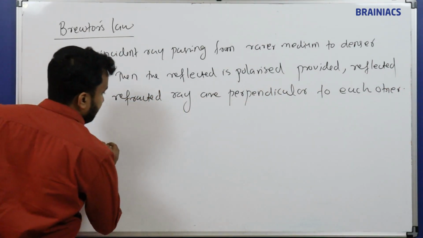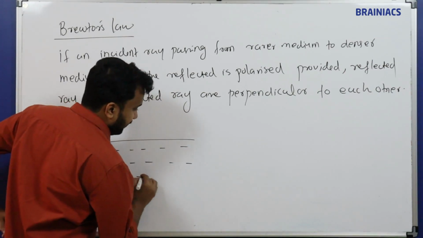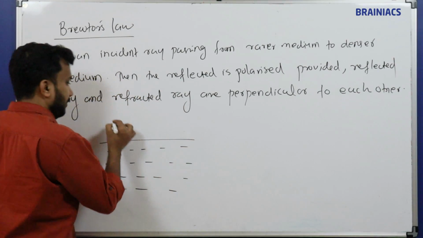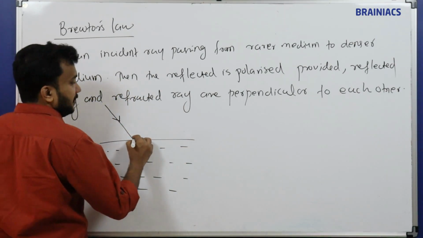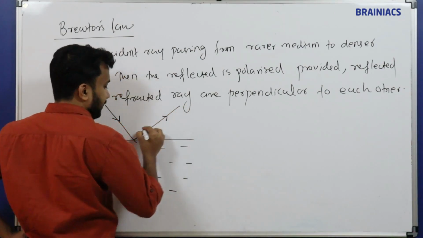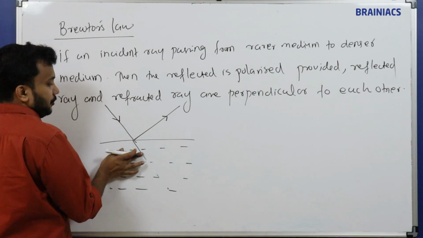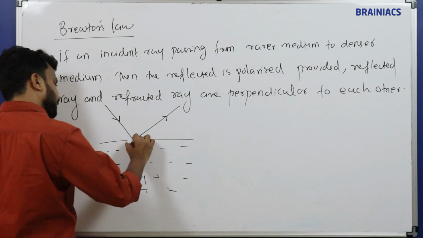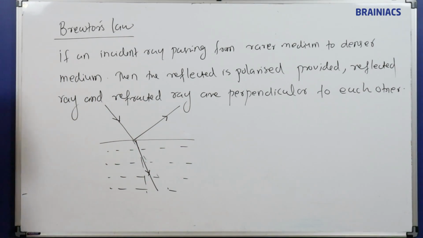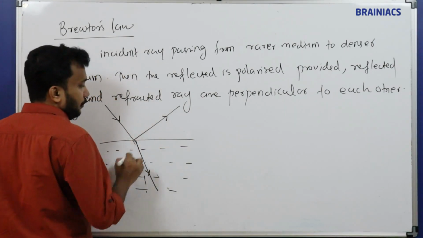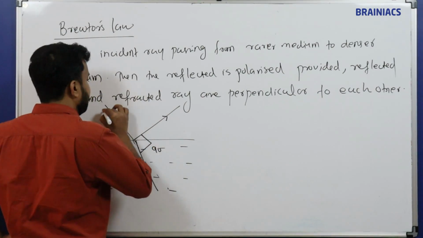Which means we will depict it as a figure. So if a ray is passing from rarer to denser medium, some waves reflect, some waves refract. The refracted ray will be closer to the normal. But the condition given here is that the angle between the reflected ray and refracted ray is 90 degrees.